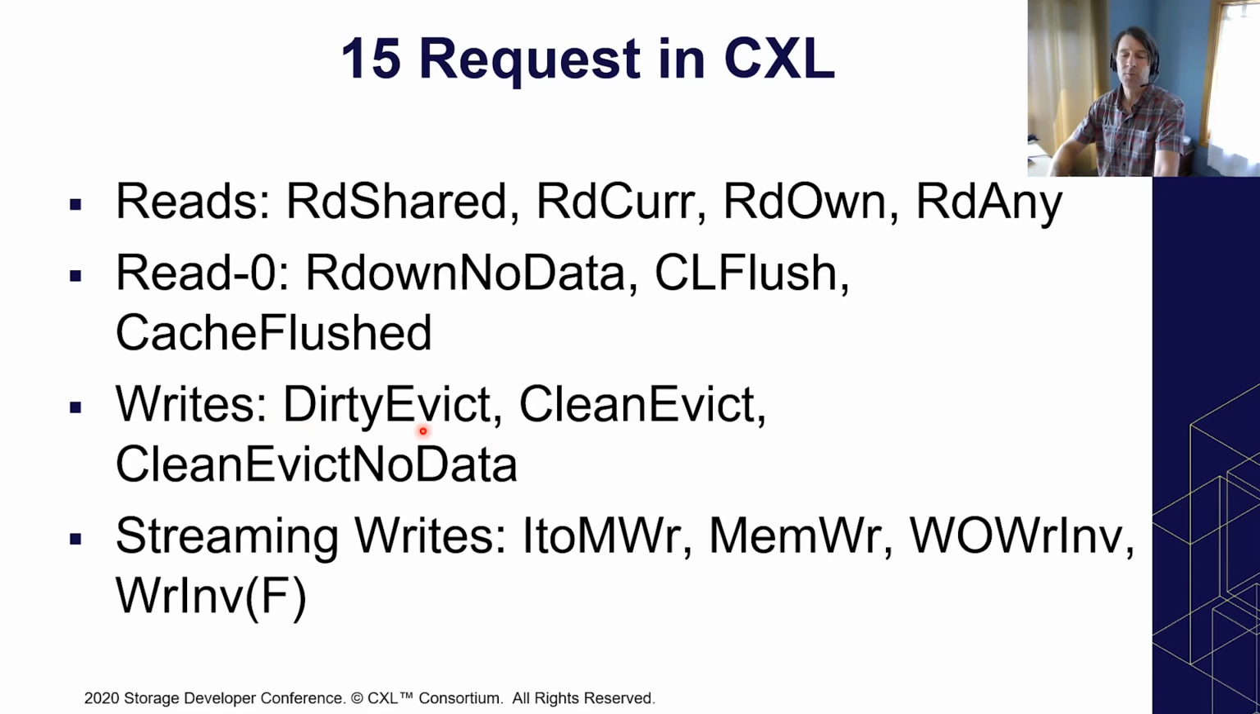Dirty evict would indicate we had modified state that we're trying to evict from the cache, go to I state. Clean evict is saying we had a clean state within the cache, could have been exclusive or shared, that we're evicting. Clean evict no data is saying we're evicting state from the cache, but we're not going to send it to the host. And then the final types are streaming writes.